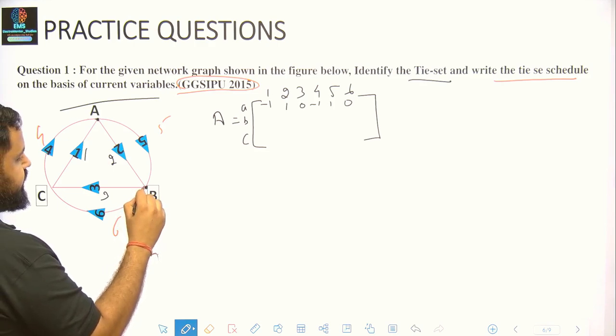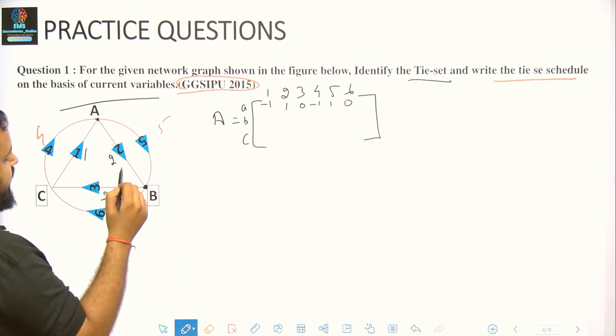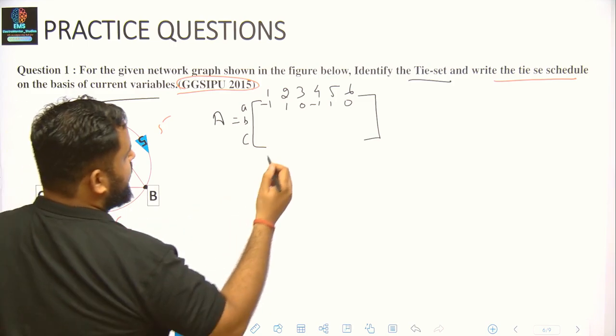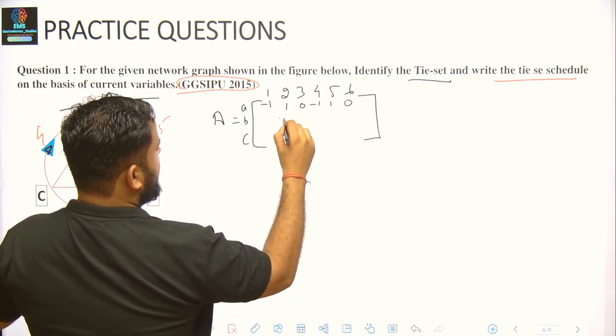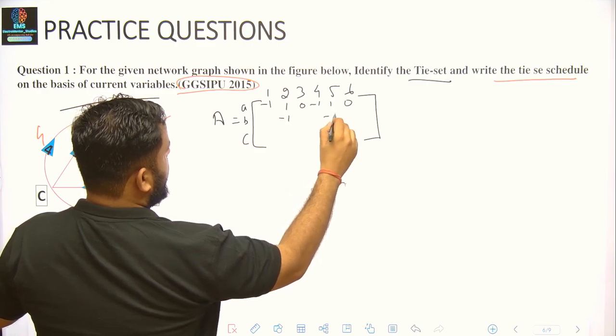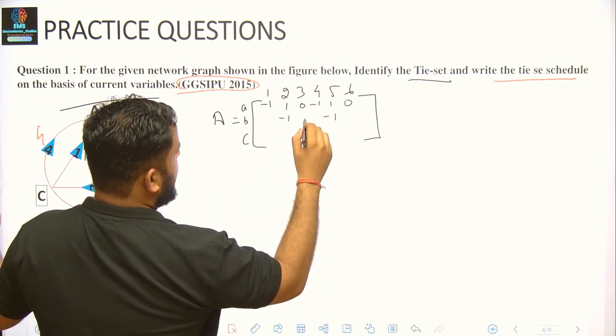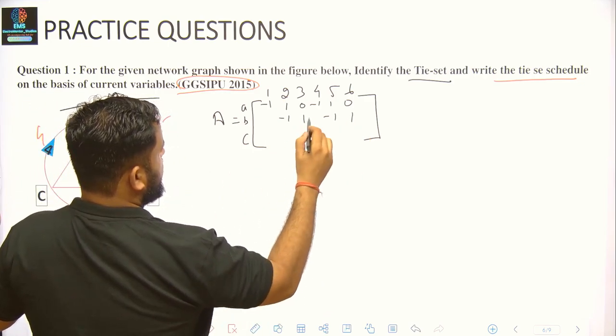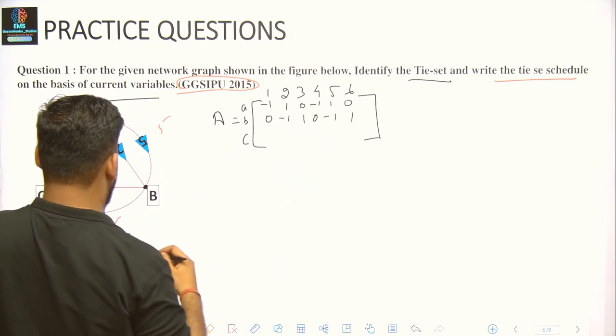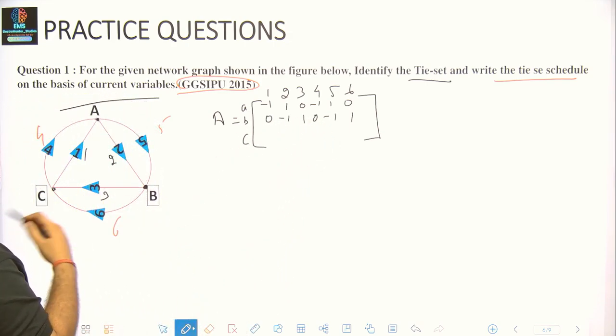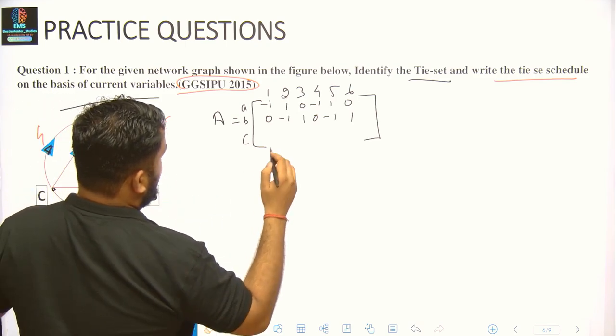At node B, 5 and 2 are incoming, 3 and 6 are outgoing. So 5 and 2 are incoming, 3 and 6 are outgoing. Rest all is not connected. At node C, 3 and 6 are incoming, 4 and 1 are outgoing.